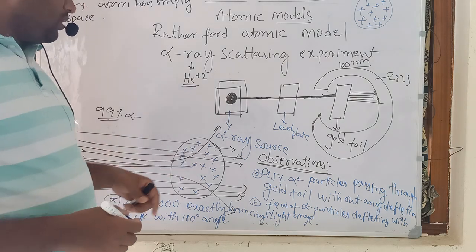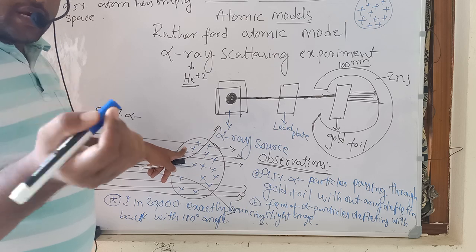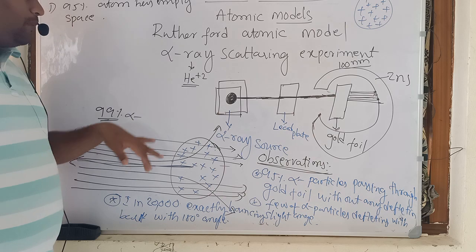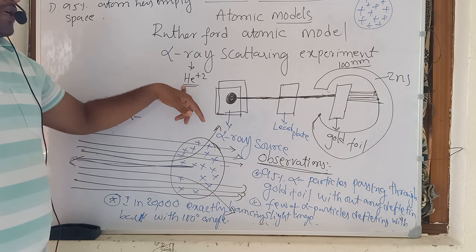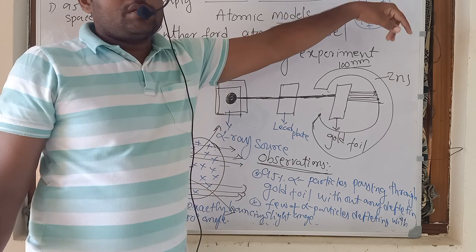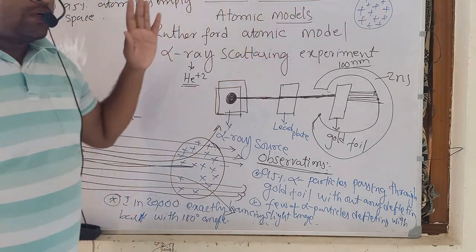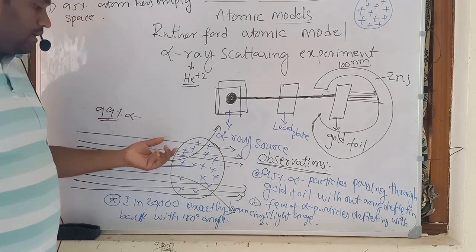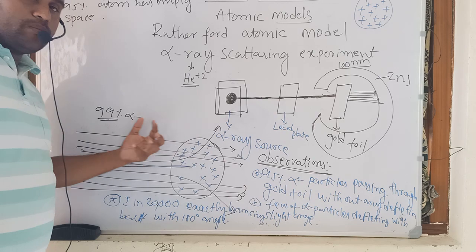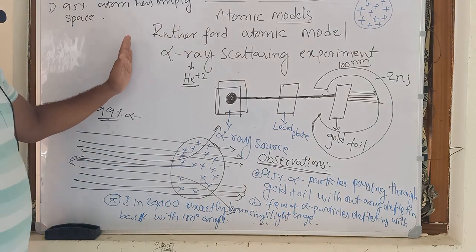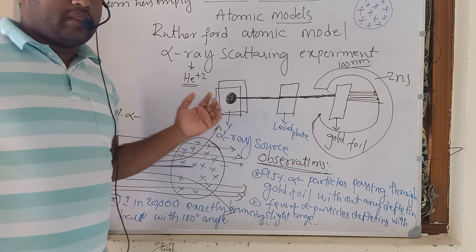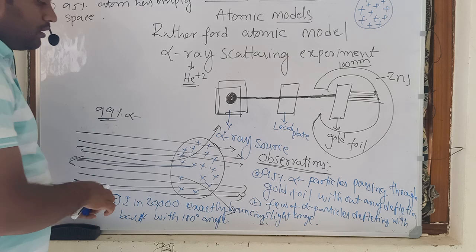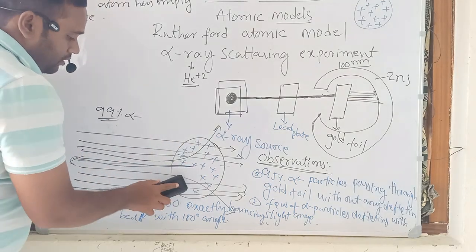If it is true, the alpha particles should get reflected here and bounce back. Why? Because alpha particles also have positive charge. According to Thomson also the total positive charge is spread throughout the atom, and we already know like particles repel each other. So because of this positive charge they should bounce back, but in the alpha ray scattering experiment they are not bouncing back, they are passing through the gold foil, which means there is nothing present in all this space. How can we say that?